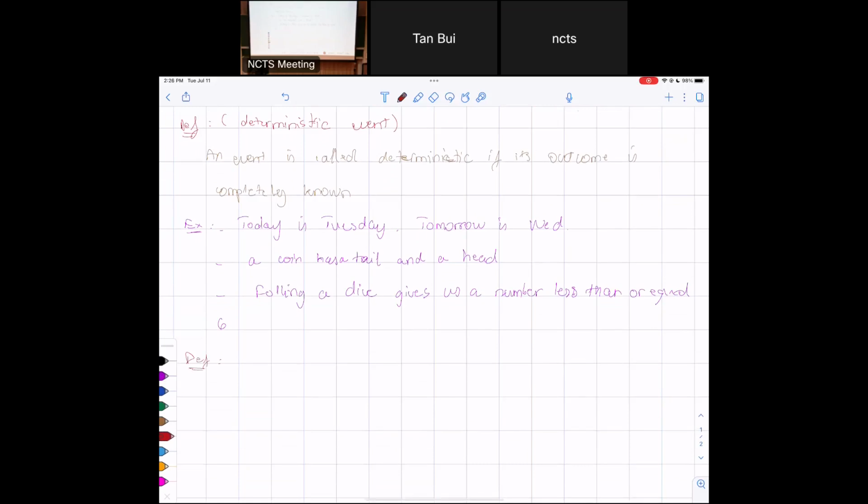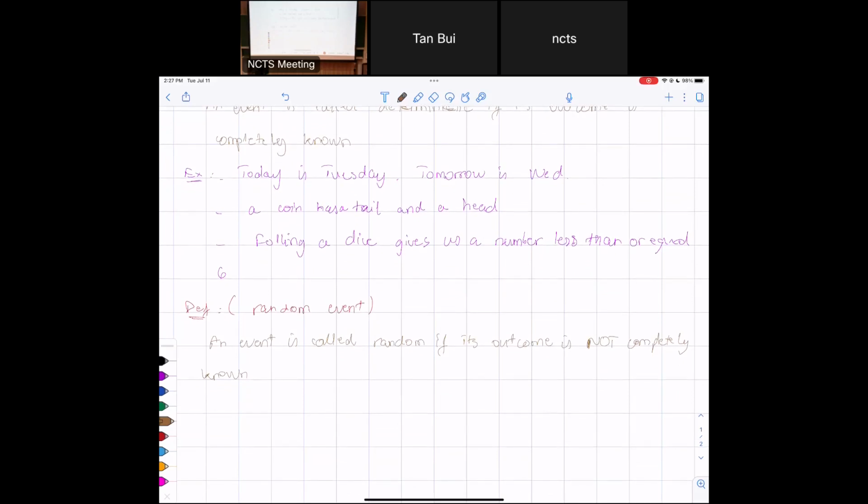So the definition of a random event. We need to know the basic things first to build on. An event is called random if its outcome is not completely known.